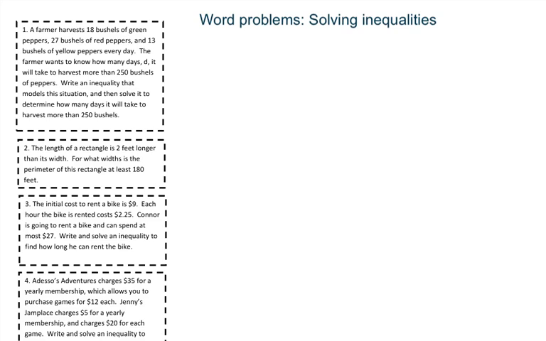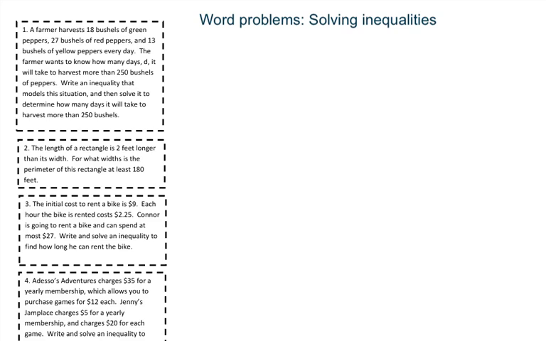And we are on number 3 now. It says the initial cost to rent a bike is $9. Each hour the bike is rented costs $2.25. Connor is going to rent a bike and can spend at most $27. Write and solve an inequality to find how long he can rent the bike.